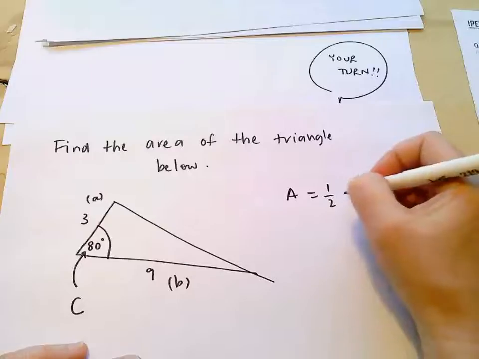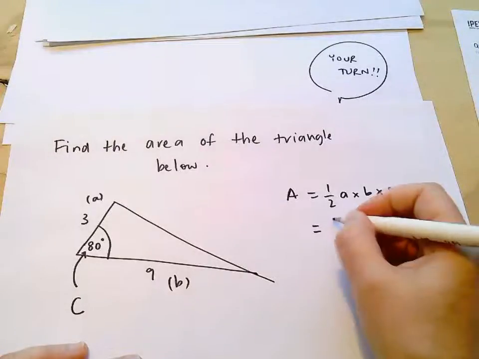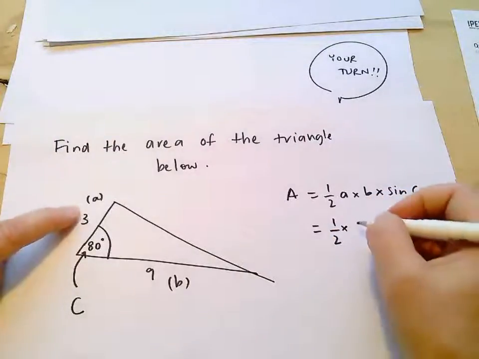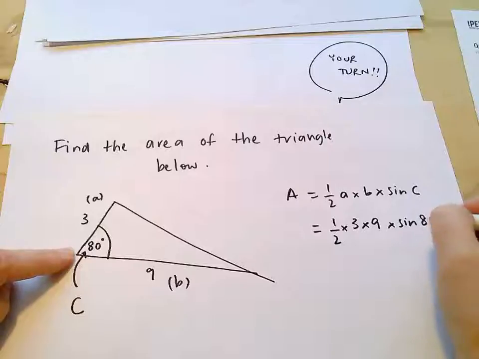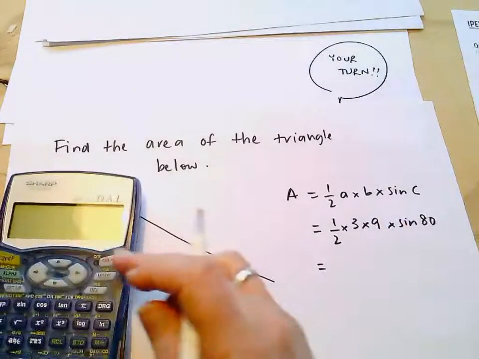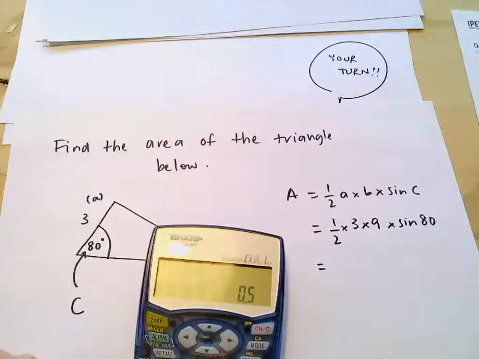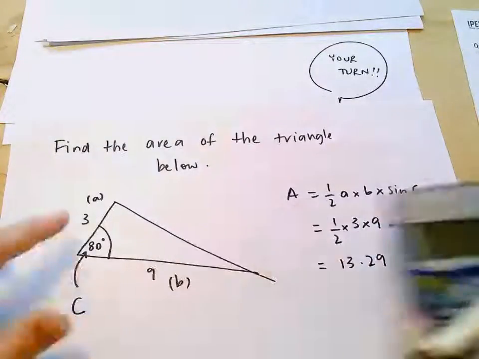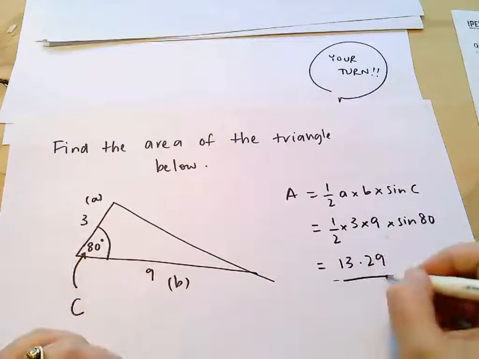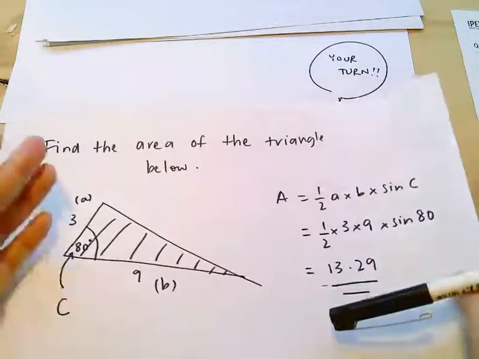Area equals half of a times b times sine of C. Half of, my a was 3, my b was 9, my capital C for the angle was 80. So I just whack it into my calculator there. Half, I'm just going to put 0.5 because I don't have a nice fraction button on this calculator, but you'll put the fraction of 3 times 9 times sine of 80 equals 13.29. I didn't give any units here, so I can't give any units here, but 13.29 is the area of this particular triangle.